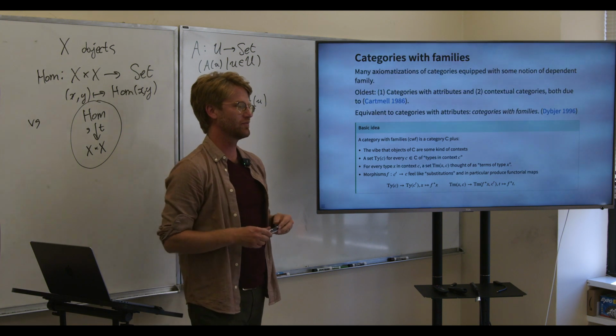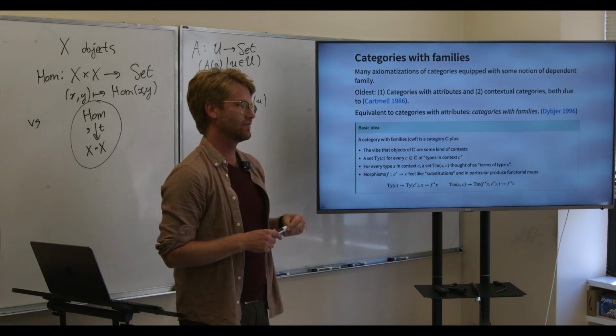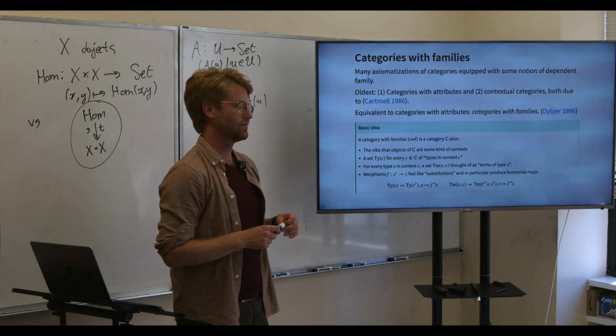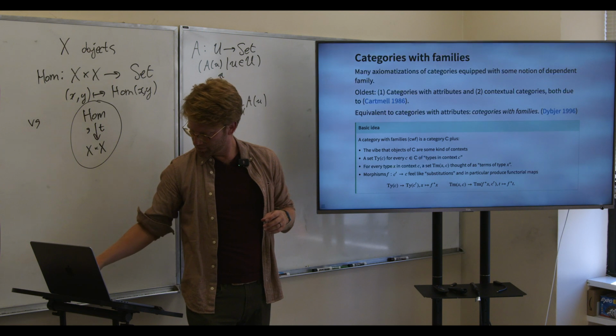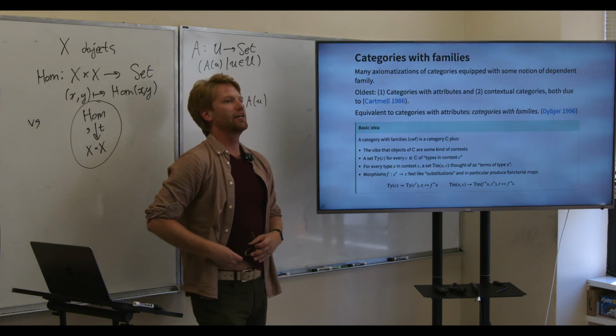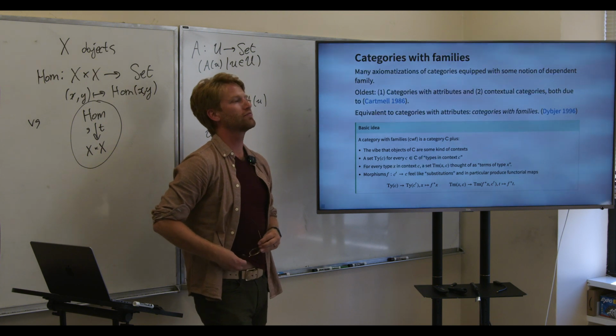Owen? Maybe you'll get to this later, but something that I've always found very unsatisfying about categories with families is that they don't seem very slick. Do you mean because the definition is so long? Yeah, because this isn't the whole thing. There's a set, blah, blah, blah.